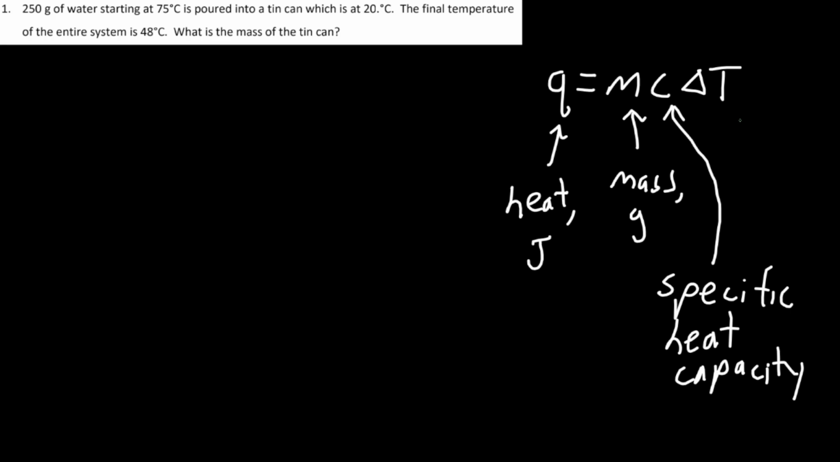Next, we have T. T stands for temperature, and this is measured in Kelvin. And for specific heat capacity, the units would be joule per gram Kelvin.